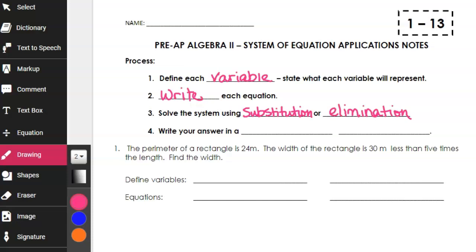And then finally, we're going to write our answer. Typically, we write it as an ordered pair, but because we're not guaranteed to have x and y variables here, we may have something else. We need to write our answer in a way that makes sense and relates it back to our problem. So we need to write it in a complete sentence.